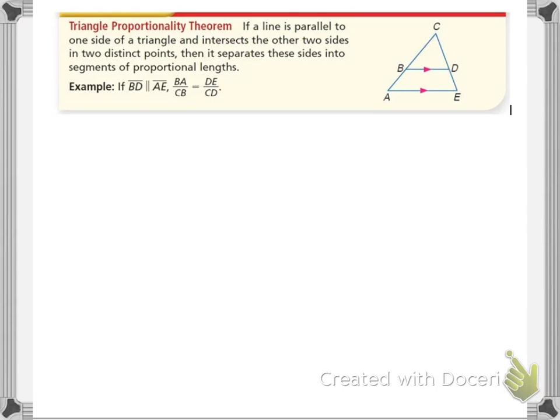So we have the triangle proportionality theorem. If a line is parallel to one side of a triangle and intersects the other two sides in two distinct points, as in our picture, BD intersects CA and CE in two distinct points, B and D, it separates those sides into segments of proportional length. In our picture, BA over CB, the two segments on the left side, equal DE over CD, the two segments along the right side. So it provides a quicker way of getting answers to problems like we had in our last problem.